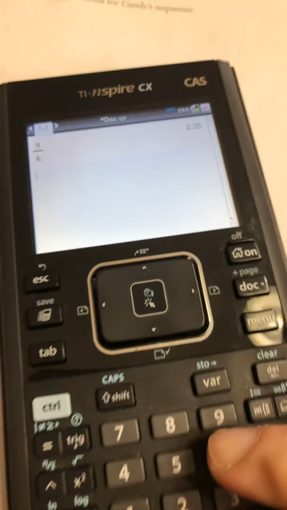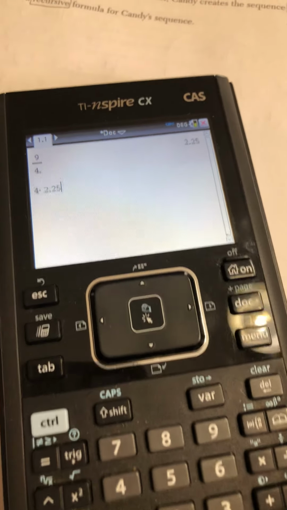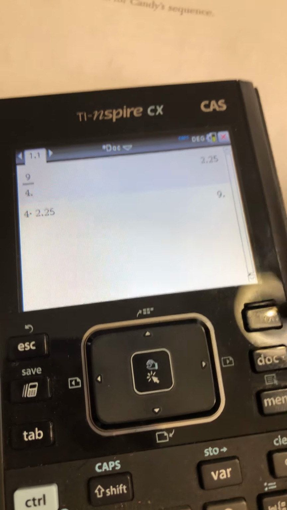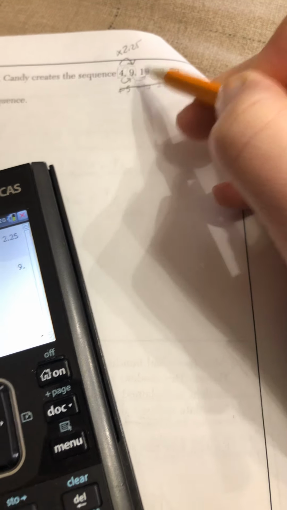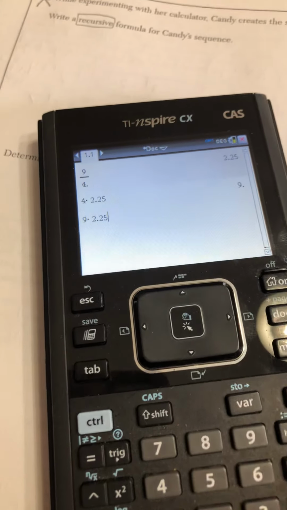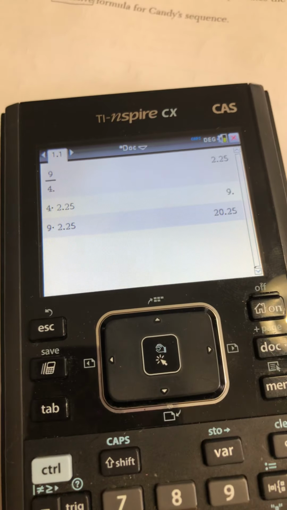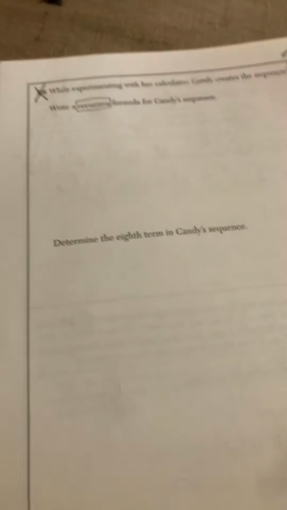Let me just prove it. 4 times 2.25 is 9. So technically, to get from here to here, I multiplied by 2.25. Well, let's see. Is 9 times 2.25 equal to 19? Nope, it's not. Shoot. So this is not consistent. So what I've got to figure out is, what the heck did I do to get from 4 to 9, 9 to 19, etc.